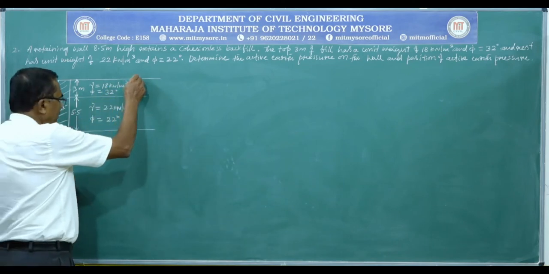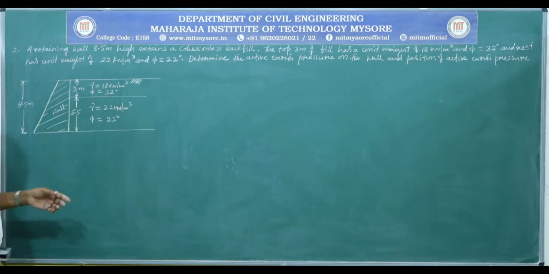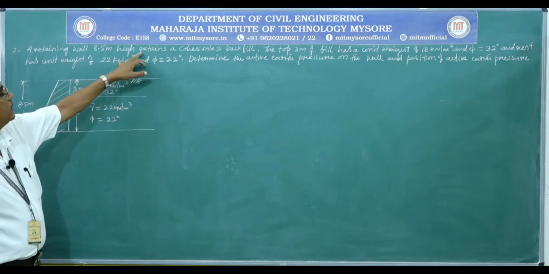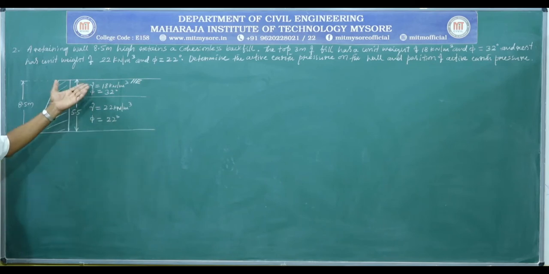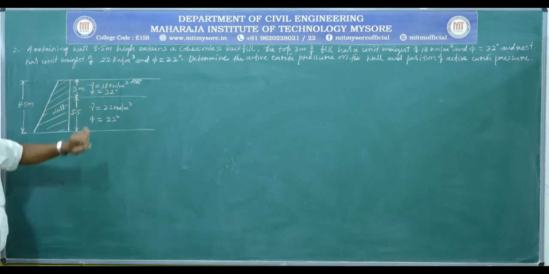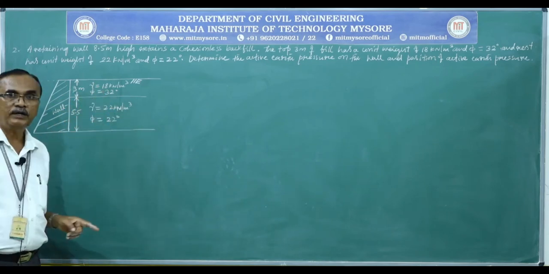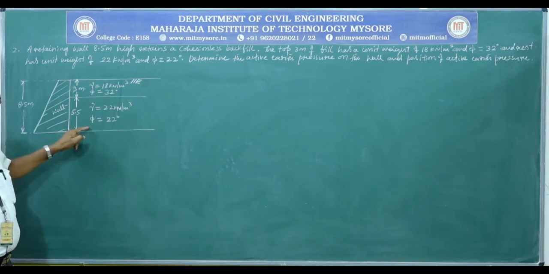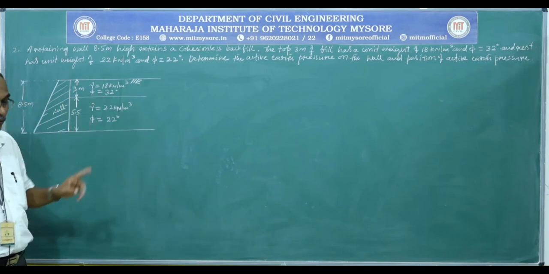In the problem, it is not mentioned anything about the water at the backfill. Unless specified, it is a dry backfill. So it is retaining a cohesionless dry backfill. For that dry backfill, it is dry unit weight, but there are two layers of soil. The top 3 meter layer having unit weight of 18 kilonewton per meter cube and the angle of internal friction is 32 degree. The bottom layer has unit weight of 22 kilonewton per meter cube and phi is equal to 22 degree.